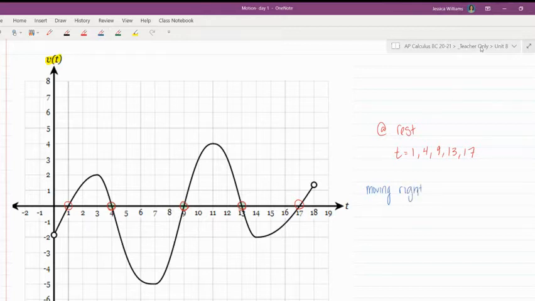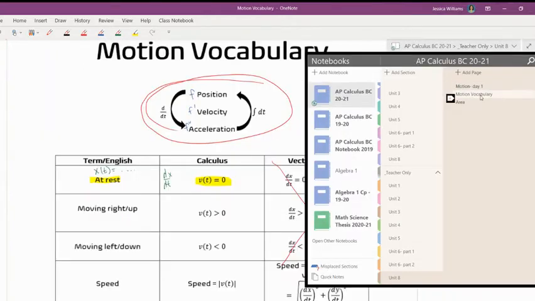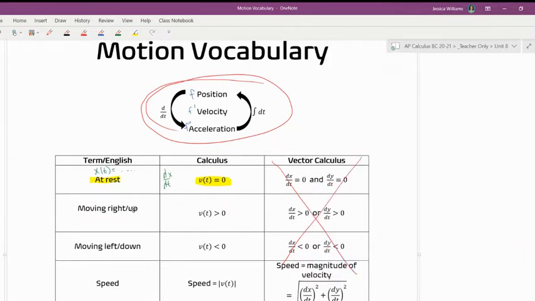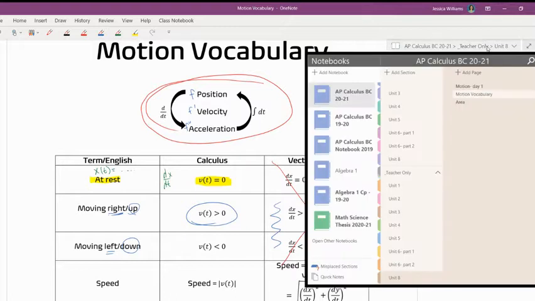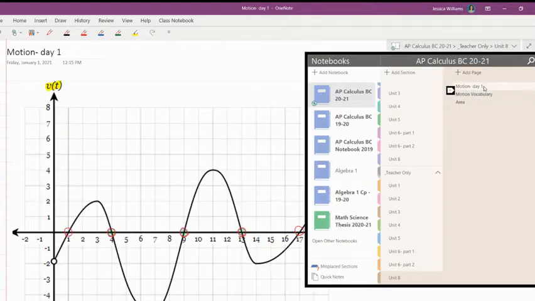And I would go back to my vocab sheet and I would say, oh, look, moving right. Notice it says right or up. This up and this down are going to apply over here when we get to vector stuff, so that's probably not going to come up today. So right and left are here. We're moving right. So I need to know when velocity is positive. Not increasing, but positive. Remember that there's a distinction there.